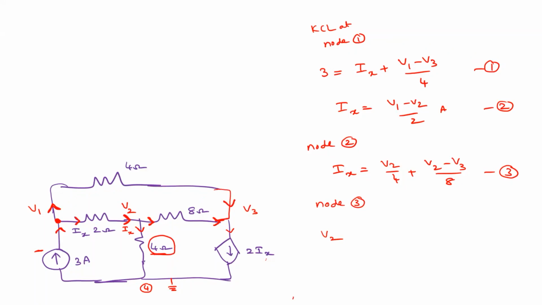So now tell me, these two are incoming currents, right? So V2 minus V3 by 8, plus V1 minus V3 by 4, right, is equal to 2Ix.